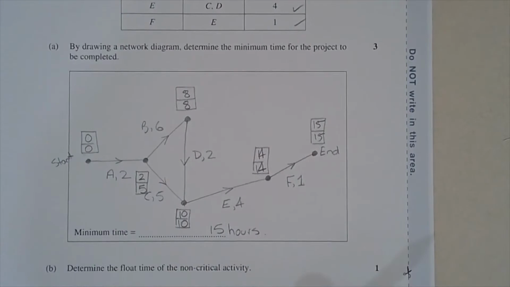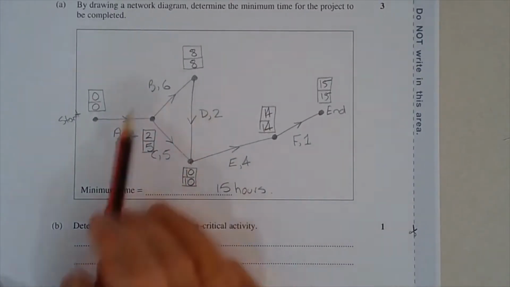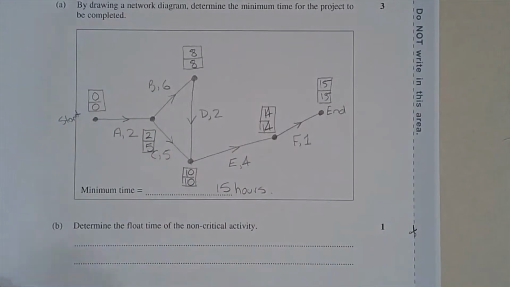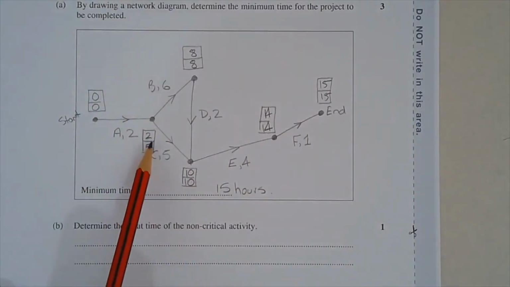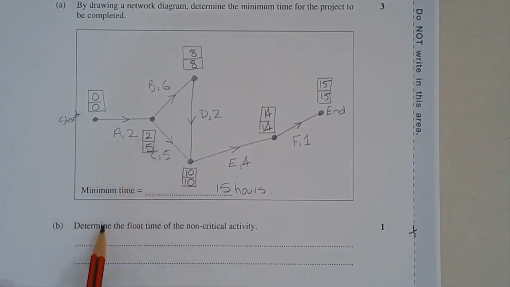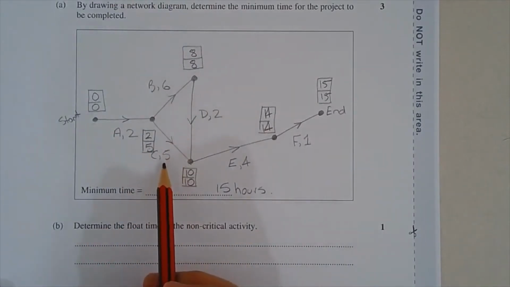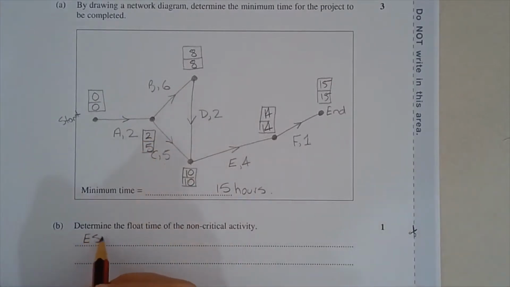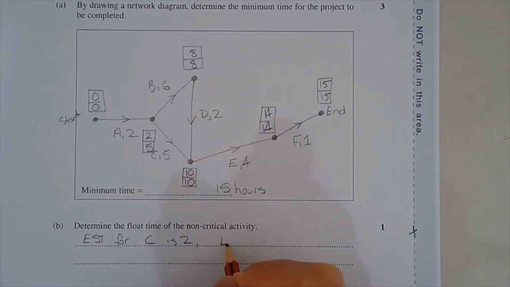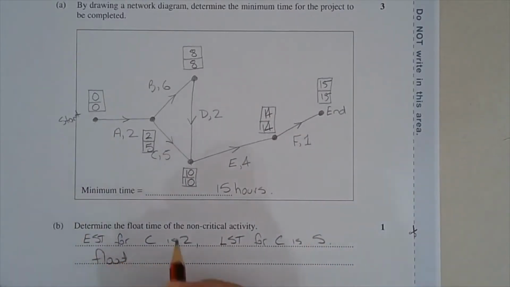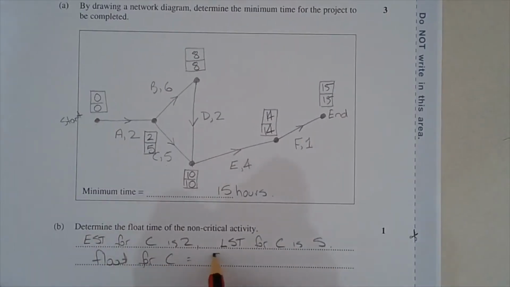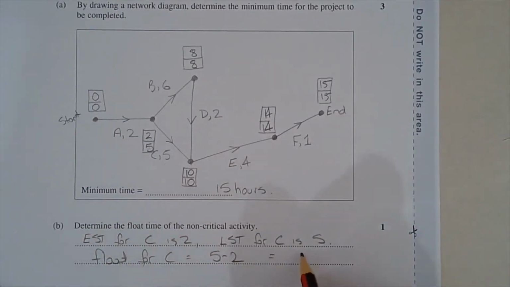Now, let's determine the float time of the non-critical activity, because what we've just done is to determine part A. So the non-critical activity is the activity that comes after this domino here. So the float time of the non-critical activity is activity C. So the earliest start time for C is 2. The latest start time for C is 5. Therefore, the float for C is equal to 5 minus 2, which equals 3 hours.